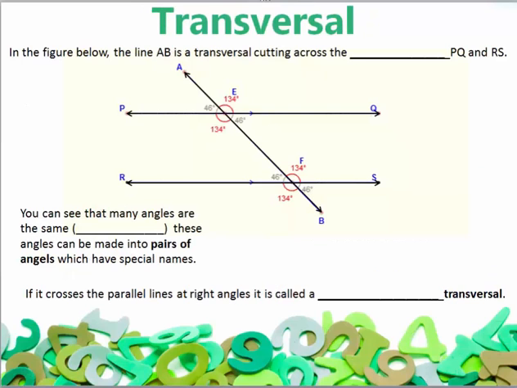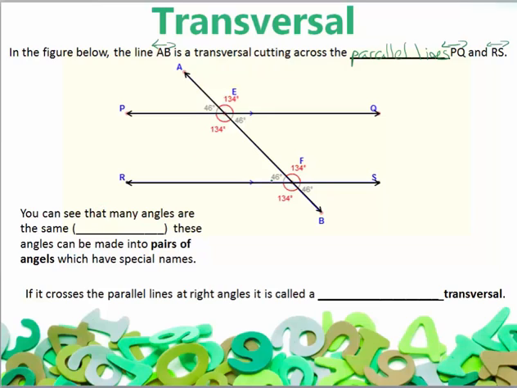Our next definition is about transversal. In this figure, AB, this is line AB, and PowerPoint doesn't allow me to make these line symbols, so I'm going to add them here, is cutting across the parallel lines PQ and RS.